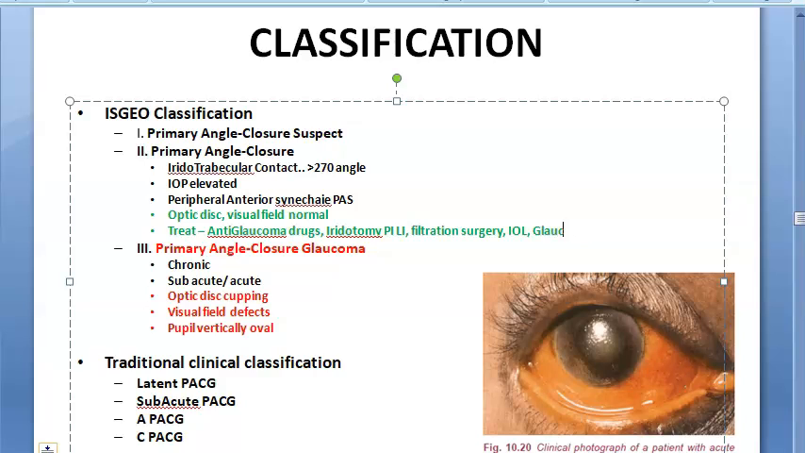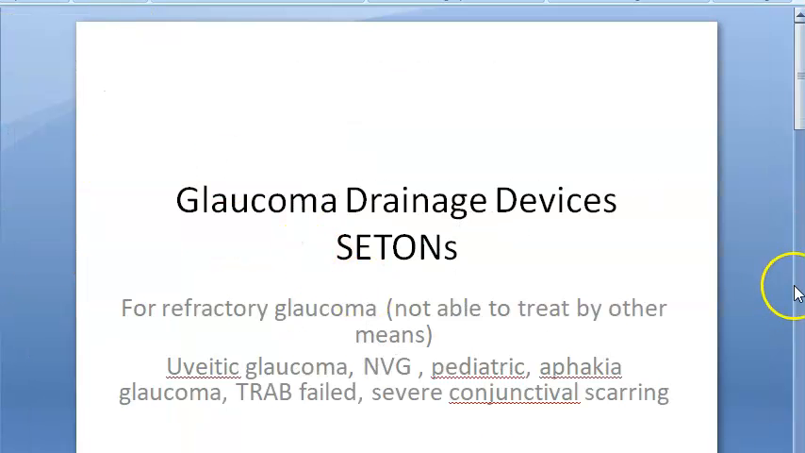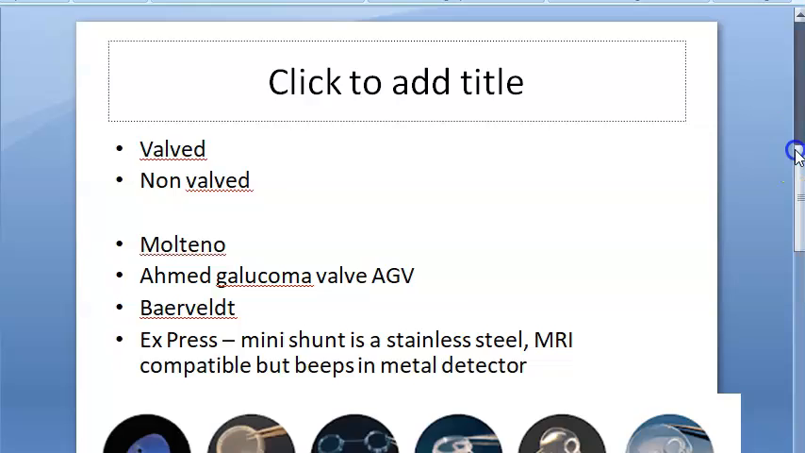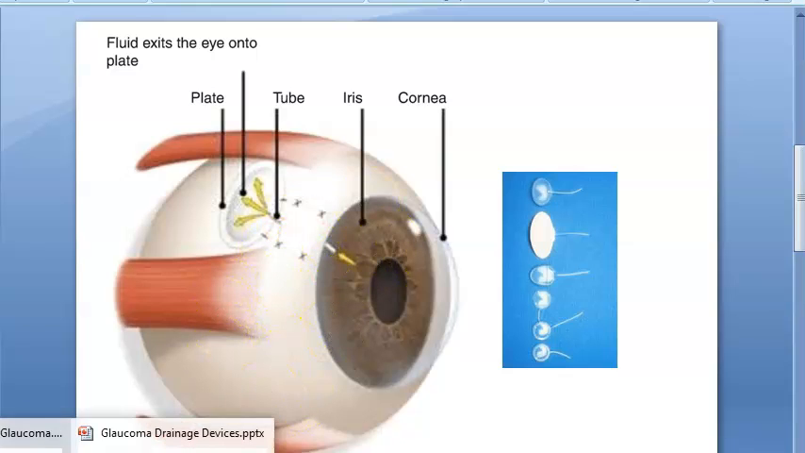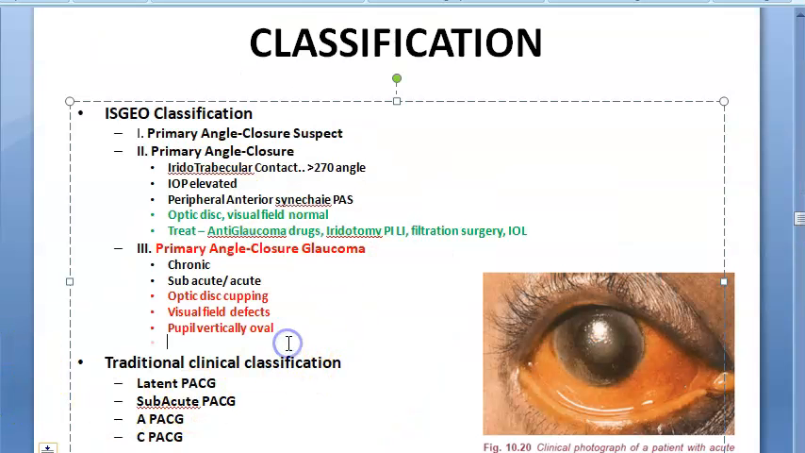Glaucoma drainage devices also you can give. This is how it looks. See? They have some things like this, and that plate is kept here. It is going to remove the aqueous humor from this chamber. Got it, guys? So that is also a possibility.